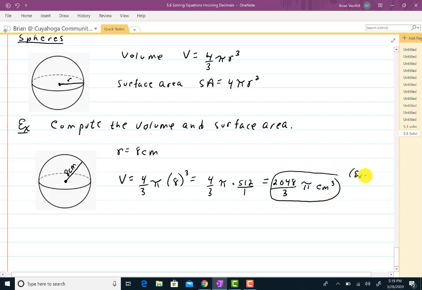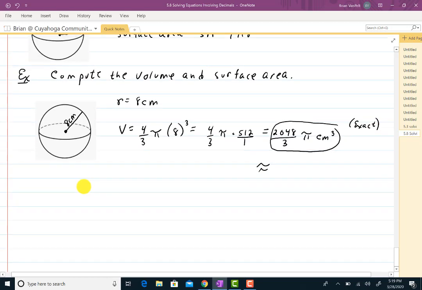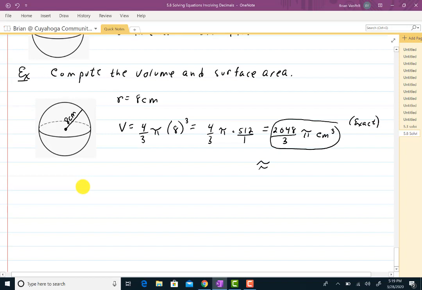And that is exact. Now for the approximation, we can do, first let me do this part of it, and then I'll change pi to 3.14. So I'm going to do 2048, 3 goes into that, and I'll get that to 2 decimal places.